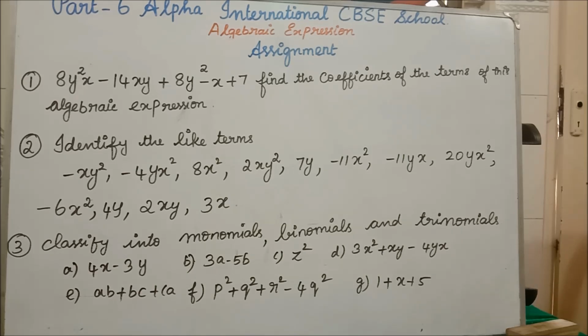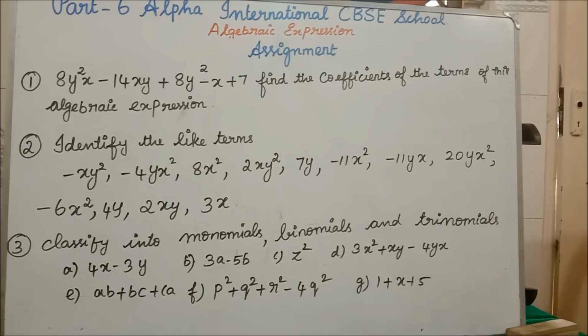So based on that, I am giving you 3 assignments. Okay, you have to do them. See the first question: 8y square x minus 14xy plus 8y square minus x plus 7. What are they asking to find? Find the coefficient of the term of this algebraic expression. They are asking to find the coefficient of each term.